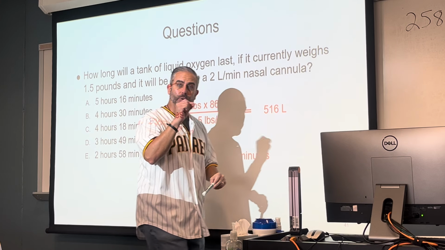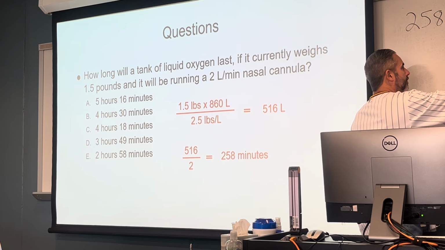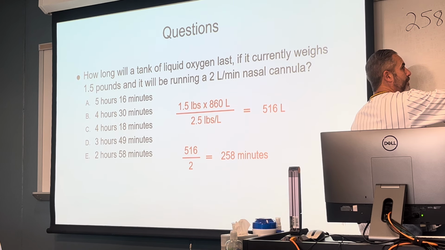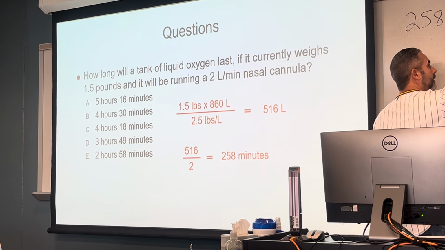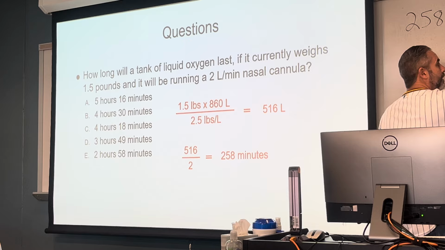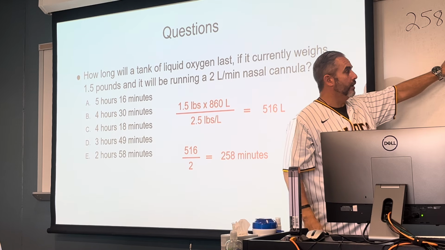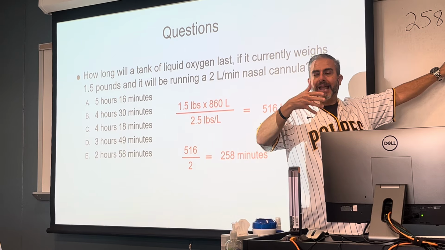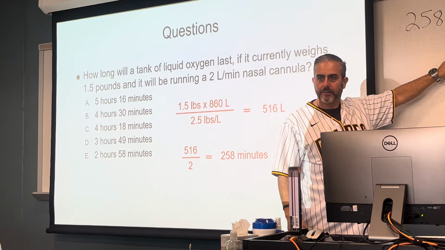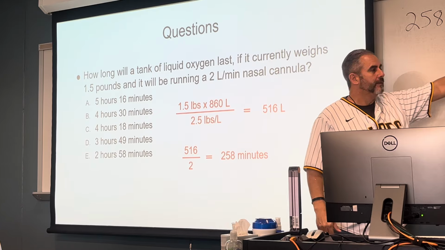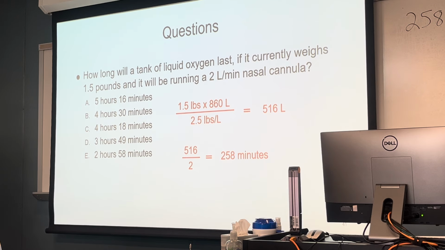How do I make that 0.3 of an hour into minutes? Times or divided? Times. There's your minutes. Wait, why'd we times it? Because you're trying to figure how many minutes of an hour 0.3 of an hour is. Oh, okay. So multiply it by 60. There's your 18. So the right answer is C, 4 hours and 18 minutes.